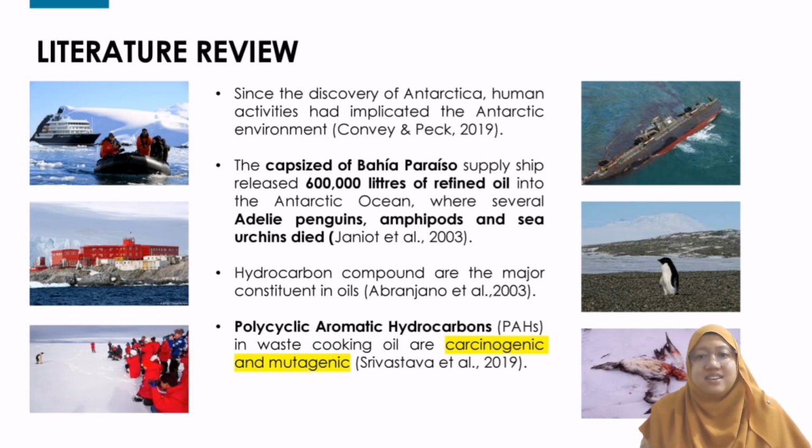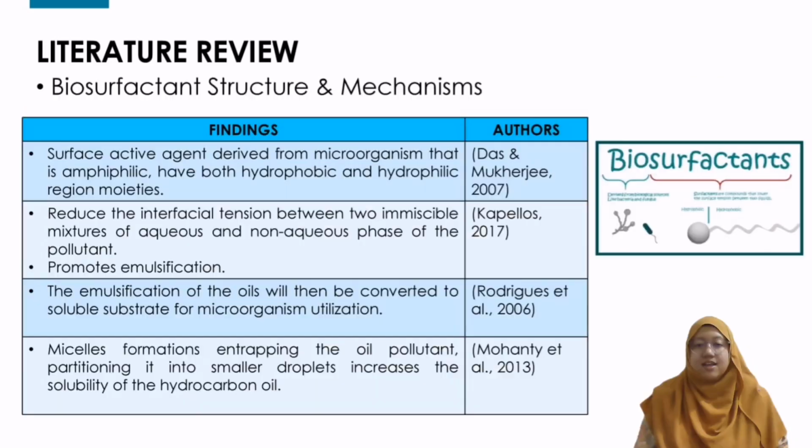Dire incidents such as the sinking of the supply ship Bahia Paraiso in 1989 near the Outer Harbour at the Antarctic had caused the release of 600,000 liters of refined oil into the Antarctic Ocean. This incident had caused several elderly penguins, amphipods, and sea urchins to die. The hydrocarbon compounds are the major constituent in oil. Polycyclic aromatic hydrocarbon, PAH, oils such as waste cooking oil are very carcinogenic and mutagenic when exposed to the environment. So, how does introducing biosurfactant to oil pollutant help in the degradation activity?